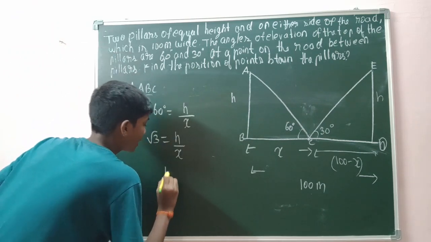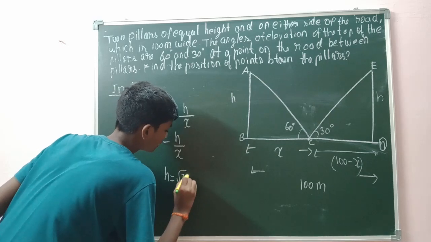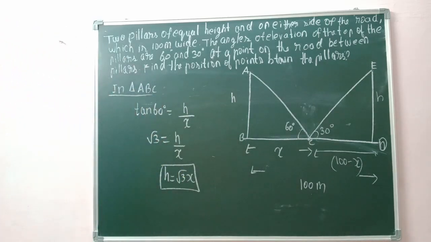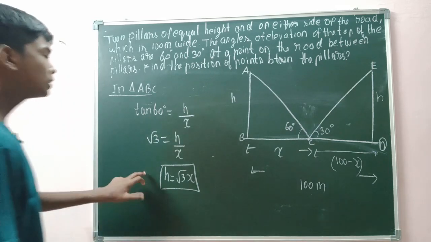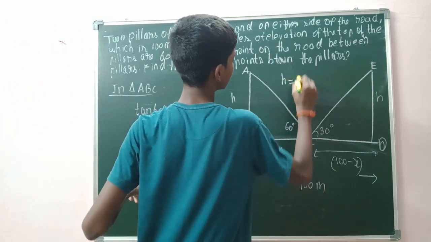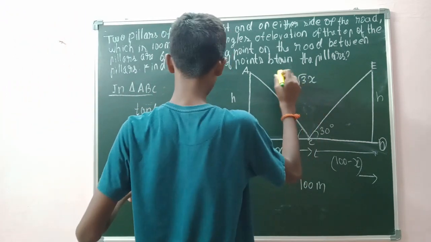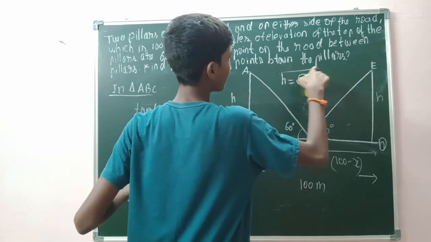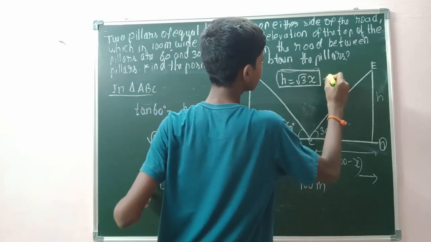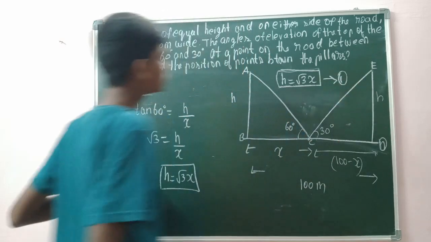that h is equal to root 3x. So this is the equation I got now. Let me keep this equation as equation 1. h is equal to root 3x. This is one equation, so let this be equation 1.